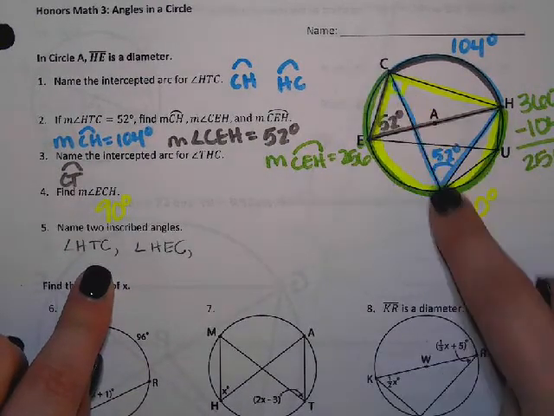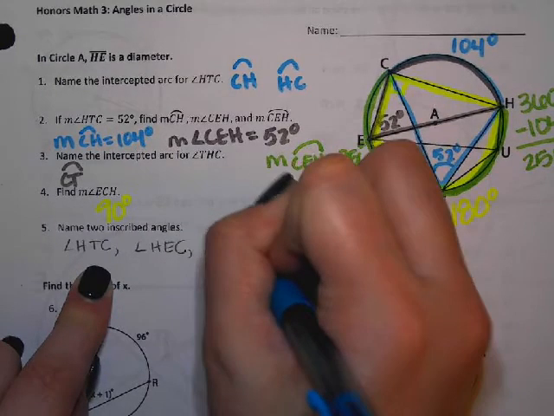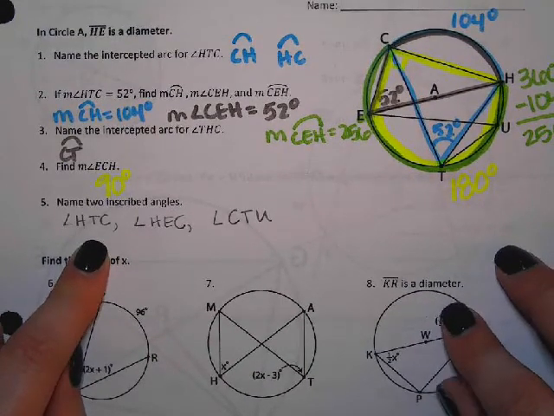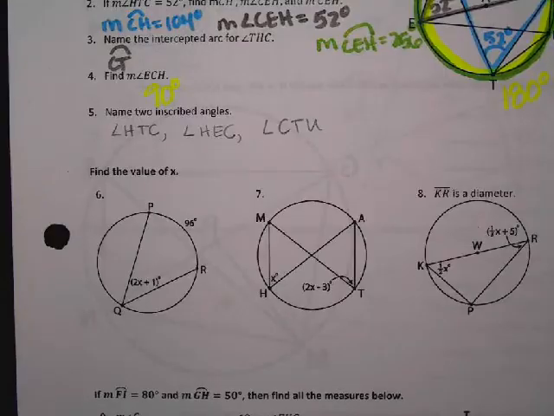We could do CTU. You guys see that? That's still on the edge of the circle. Angle CTU. All right, I just wrote 3. Now you have to find 2 more. So go ahead and write 2 more. And then when you're done with those 2, you're going to try 6, 7, and 8, on the same page.